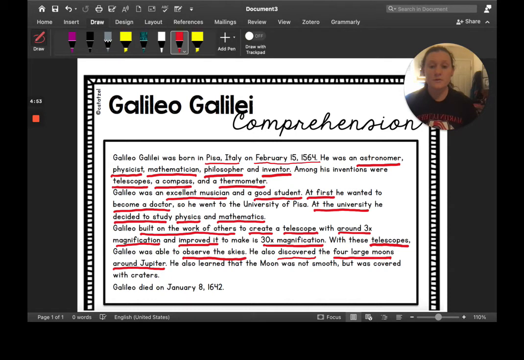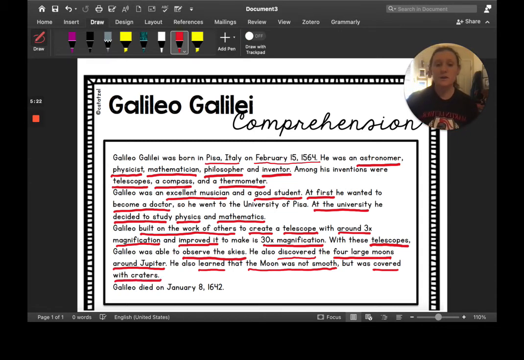He also learned that the moon was not smooth, but was covered with craters. So in this sentence, let's underline learned. And so what exactly did he learn? He learned the moon was not smooth. But what did he find out about the moon? But it was covered with craters.